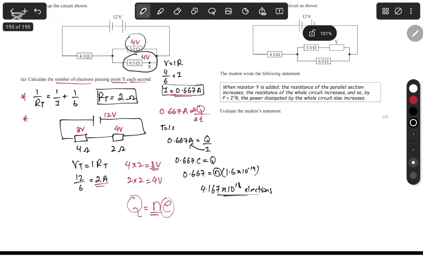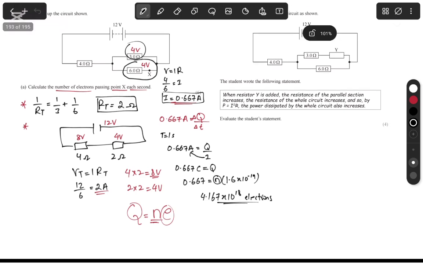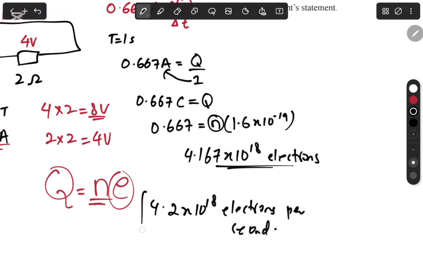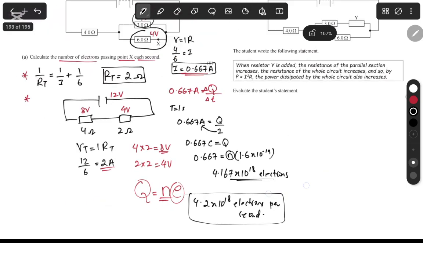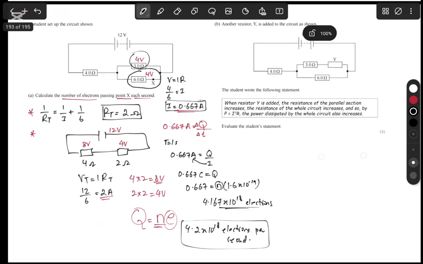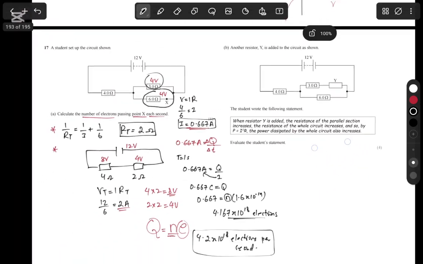So that's going to be the answer. It was a bit of a tricky question, but you just need to make sure you're well versed with these types of questions and the equations, and you should be good to go. Let me just write the final answer. We'll round it to 4.2 times 10 to the power of 18 electrons. We also shouldn't forget per second. Okay, that's the answer. All right, so that's that.